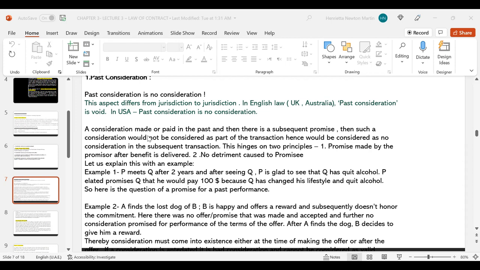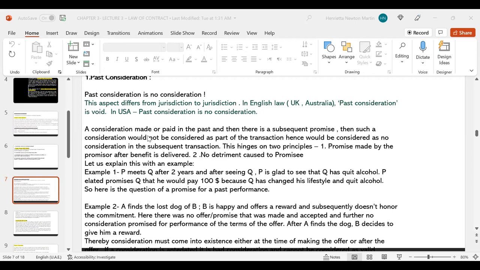Let us explain this with an example. P meets Q after 2 years, and after seeing Q, P is glad to see that Q has quit alcohol. So P meets Q and says, wow, you are a changed person today. You have quit alcohol. P gets very happy, elated, and promises Q, I will pay you $100 because you have changed your lifestyle last year and now you're totally different and you quit alcohol. So here the question is of a promise for a past performance. You're paying for something for which there was no agreement between you, and which has already happened some time back.